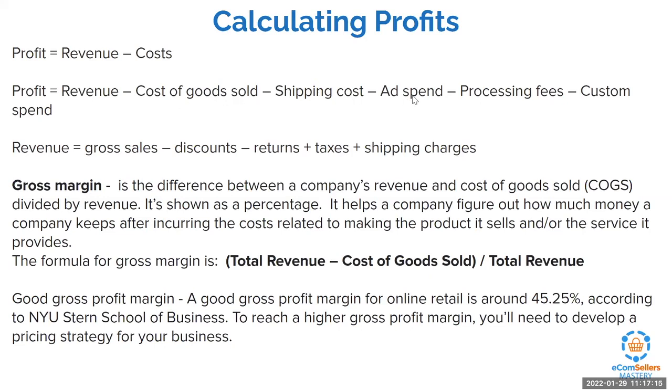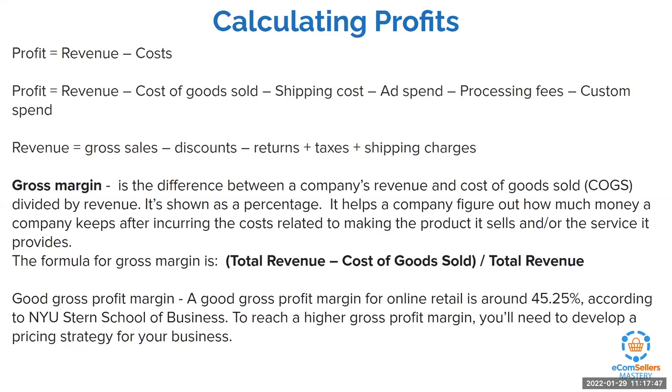So you need to estimate, like if you spend $150 a month in ads, just put an estimated amount per product that you're selling, what's your estimated cost. And then your processing fees for that particular platform, every platform's processing fees. And then if there's any additional custom spend, you have to keep that in mind. But your goal is to figure out ultimately what your profit is and whether or not this item is going to make you money.